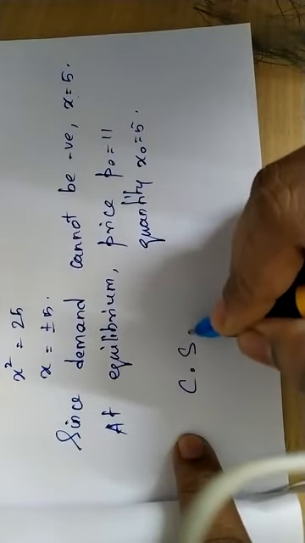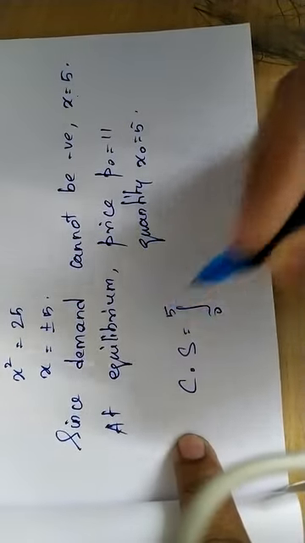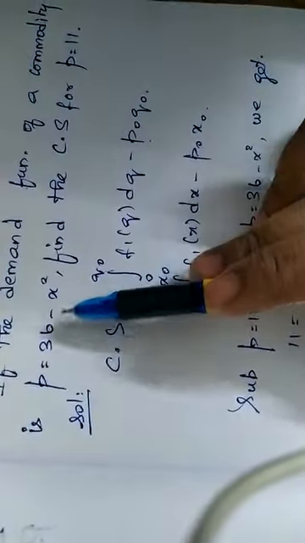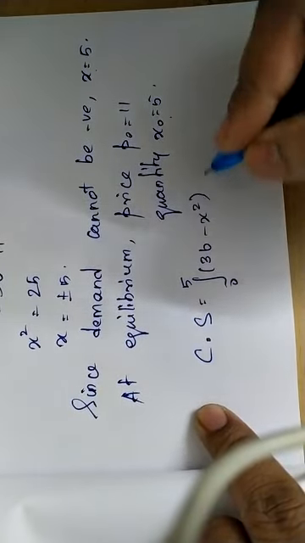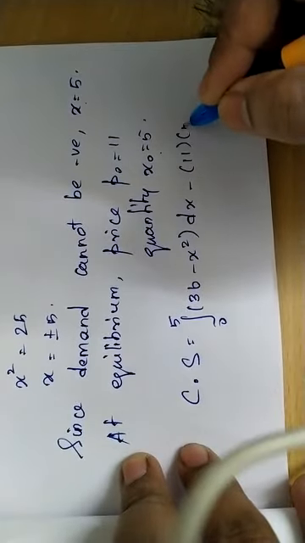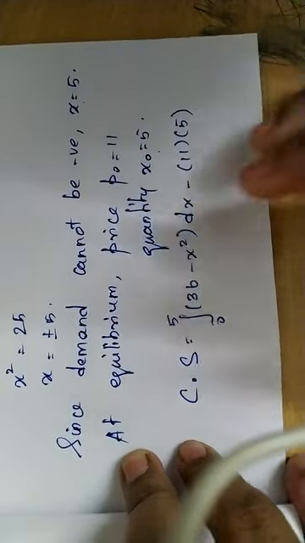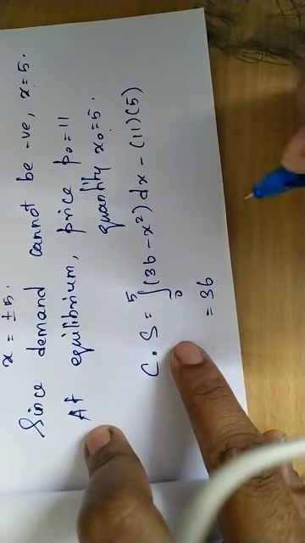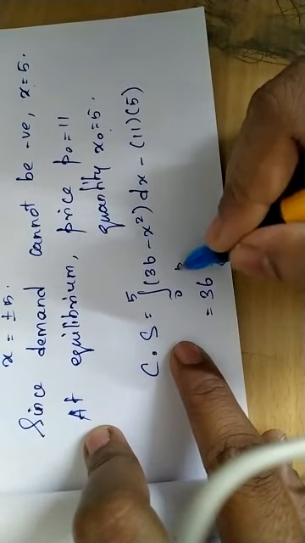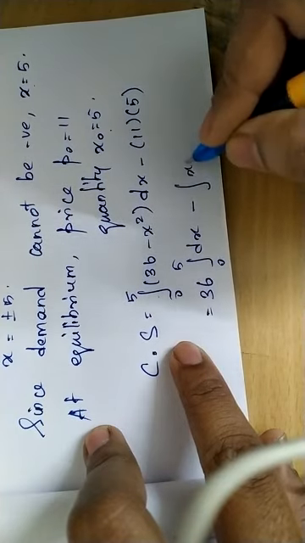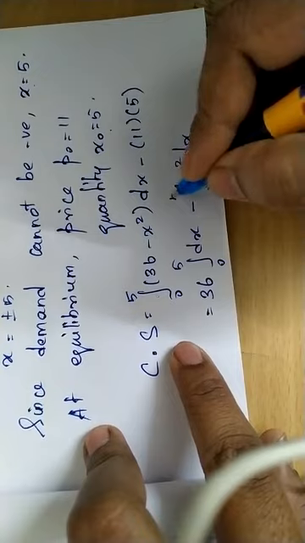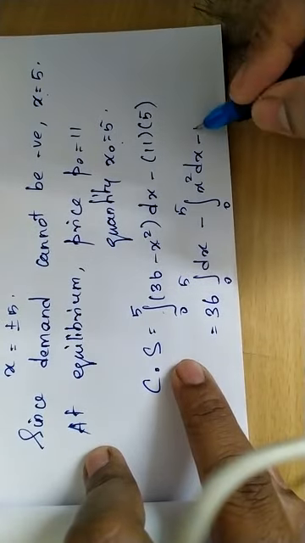So consumer surplus is equal to integral over 0 to x naught, here 0 to 5, f1 of x. So here already it is given in terms of x. So just we can replace it here. 36 minus x square into dx minus p naught into x naught. So p naught to the value 11, x naught to the value 5. When we integrate this, let us see what we will be getting. 36 integral 0 to 5 dx. Just I am taking this integral to each and every term, minus integral x square dx 0 to 5 minus 11 into 5 is 55.